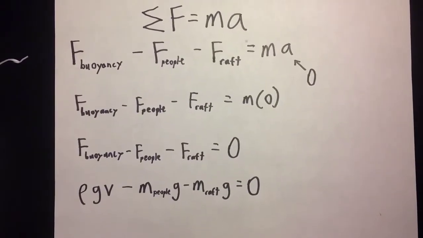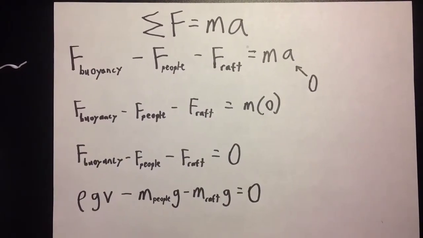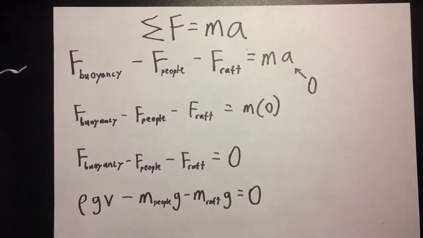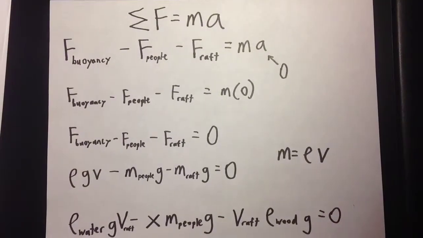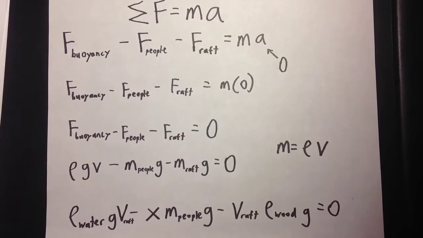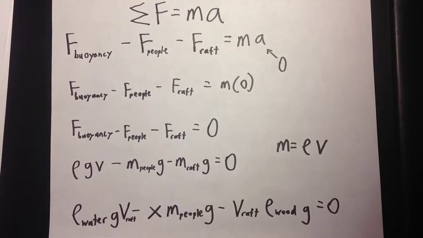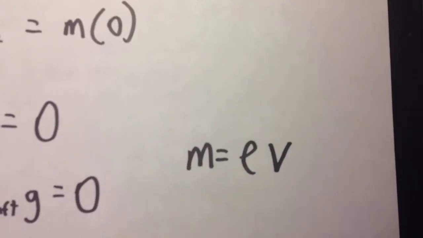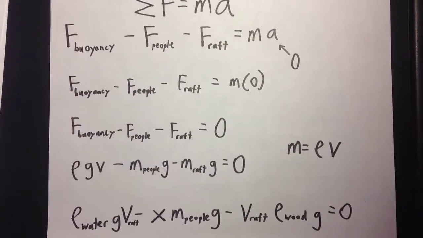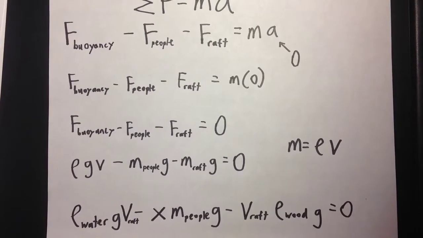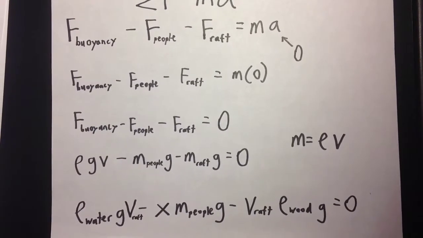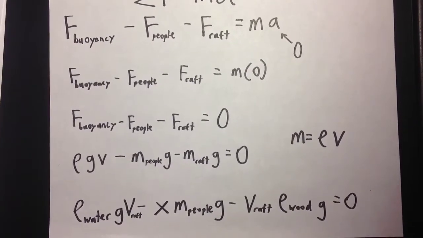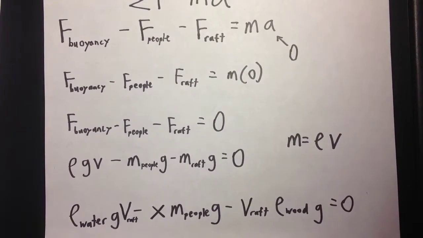We can then use this to expand the equation as rho gV minus m weight of the people g minus m weight of the raft g equals 0. Next, I added an x into the equation, which will serve as a variable for the amount of people who can fit on the raft. Since m equals rho times V, I was also able to expand the equation to rho of water g V raft minus x m people times g minus V raft rho wood g equals 0.